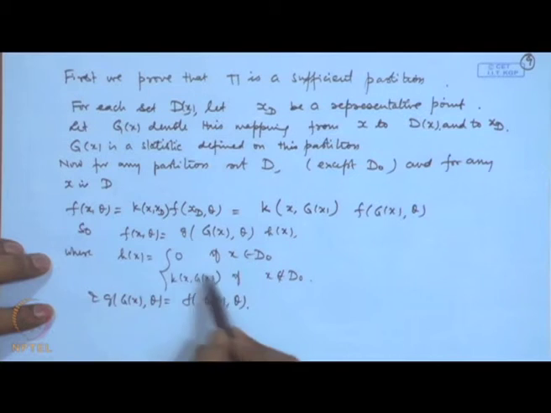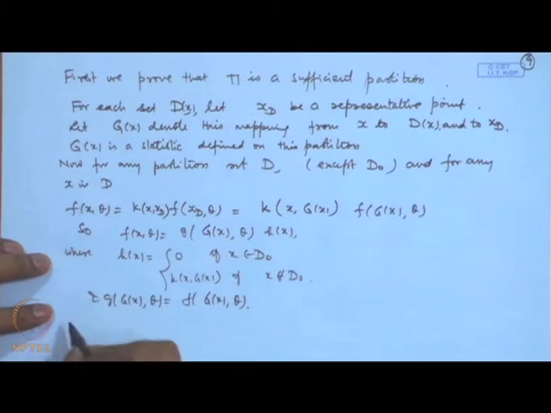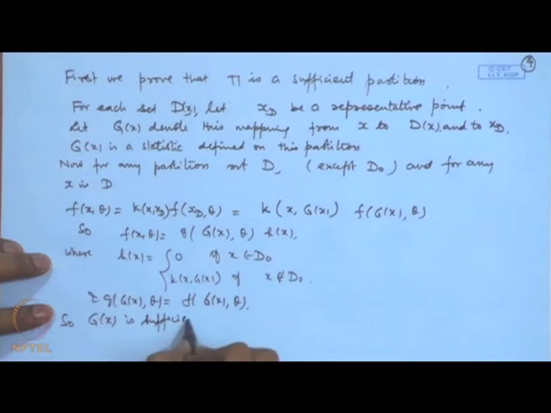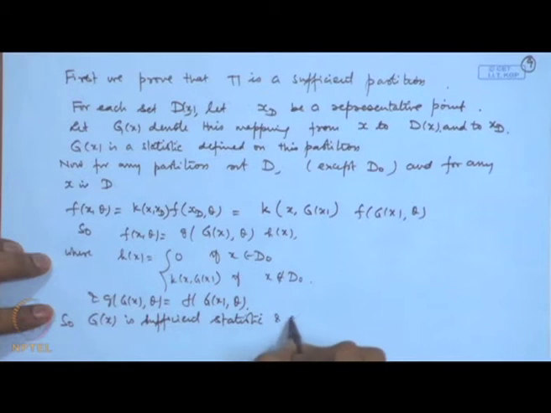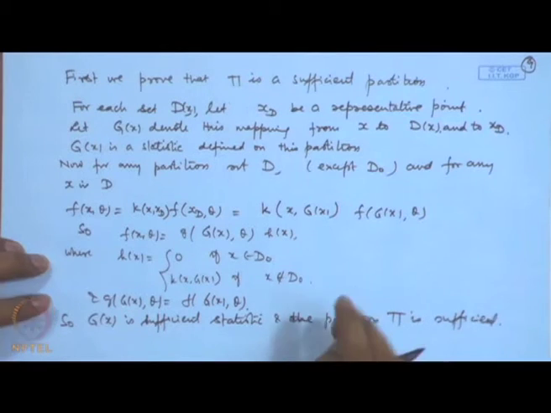Now, if you see this carefully, this is nothing but the factorization here. So, we conclude that G(x) is a sufficient statistic and the partition pi is a sufficient partition, because that is induced by G.